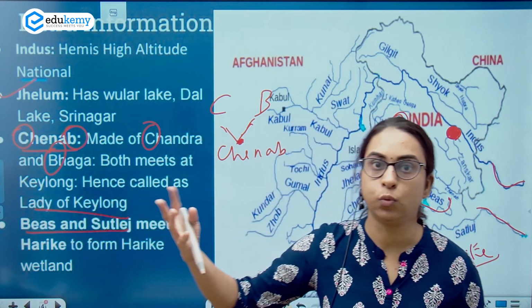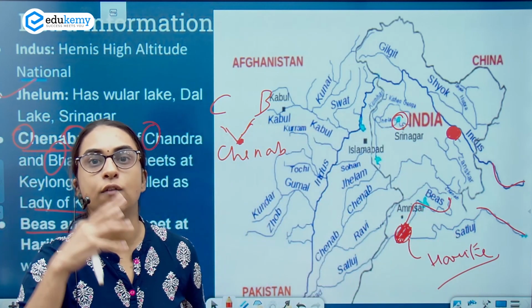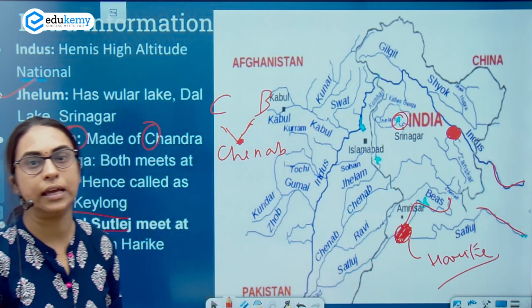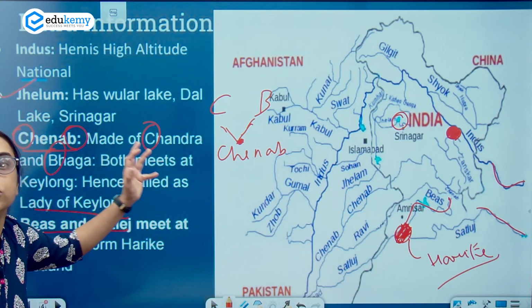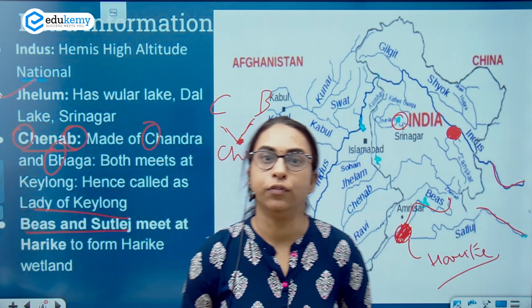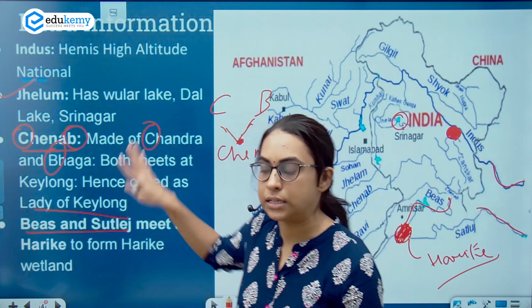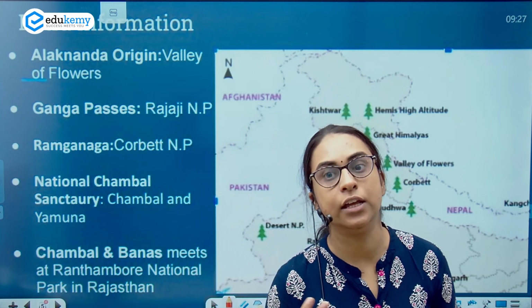A quick revision would be: Indus passes through the Hemis High Altitude National Park. At the confluence of Beas and Satluj is Harike. Chandra plus Bhaga makes Chenab, which is also known as the Lady of Keylong. And in Jhelum, you have the Dal Lake or the Srinagar city. These important facts can help you in your elimination technique also.